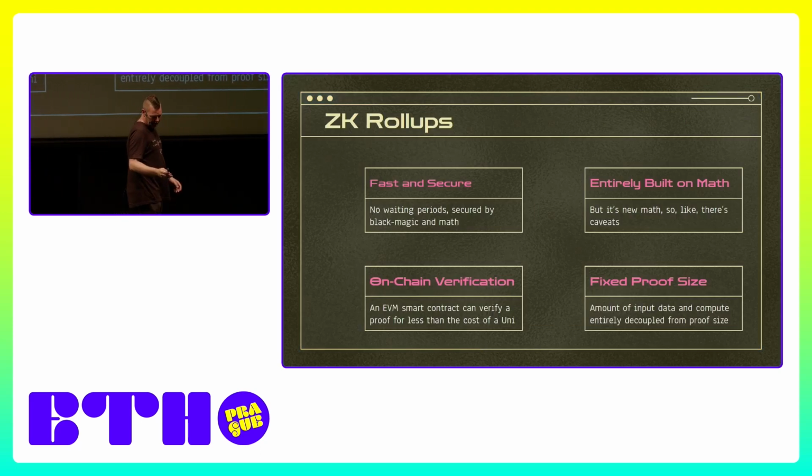The benefits of ZK rollups are that they're fast and secure. They're entirely built on math. All of it in the background is math. The proof can be verified on chain in a single transaction. There are no crazy wait times. And the best part is it has a fixed proof size. No matter how big you've scaled the thing, the input data is fully decoupled from the proof. The proof is just 4 uint256s, and then whatever output parameters you want to do business logic on. That makes it really cool, and this is how we get the scaling.